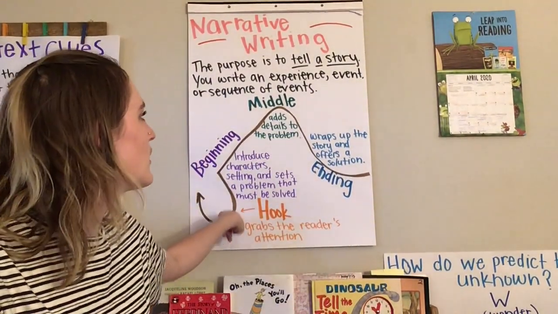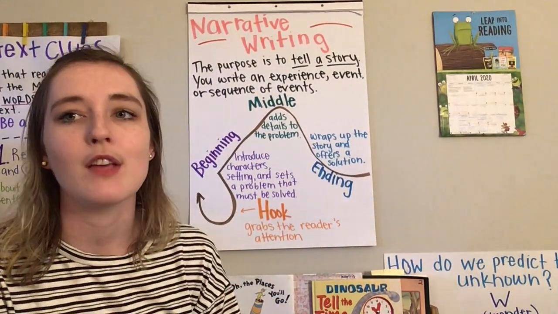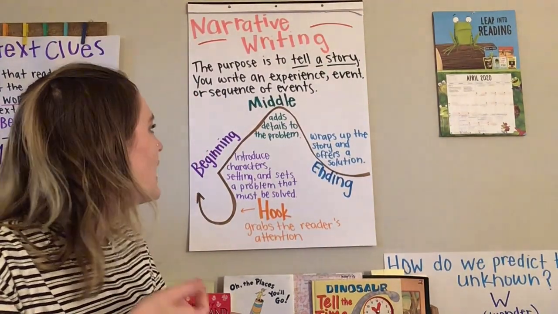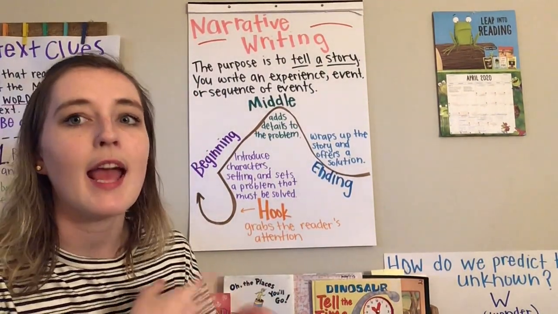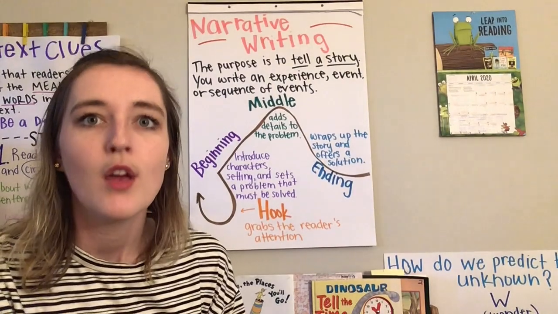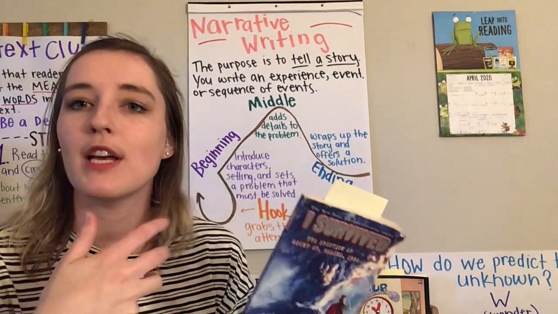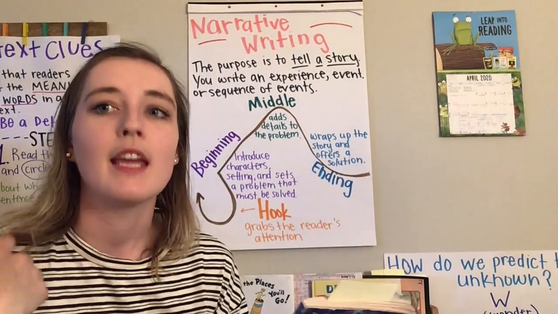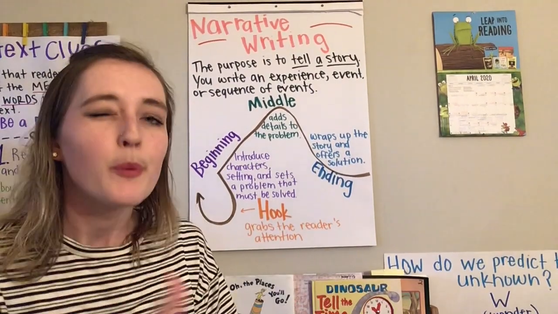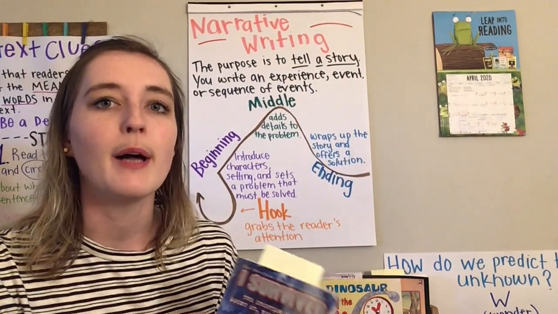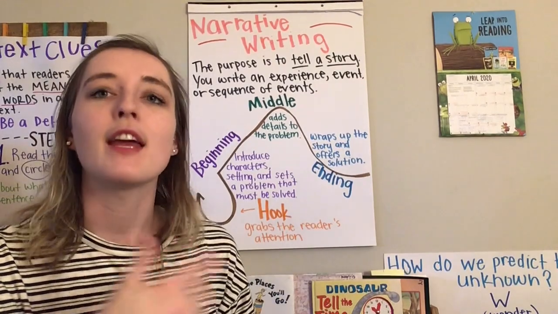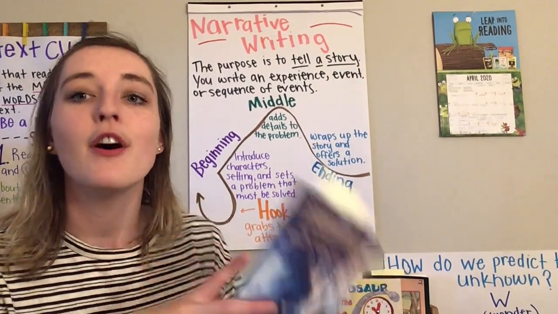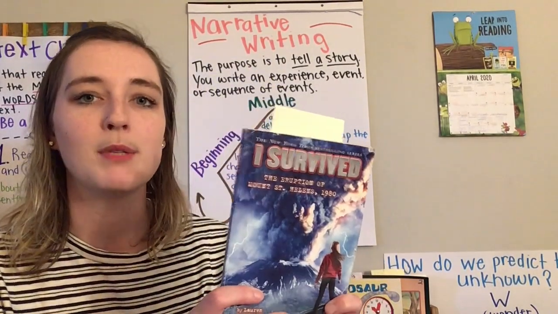So after he hooked the reader, you do the beginning. What the beginning does is it introduces characters, setting, and sets up the problem. So the characters are Jess and her 2 friends. The setting is in Washington State, and I went through what Washington looks like, a little map of it. And then getting into the problem, we know the problem based off the hook: the mountain is going to erupt.